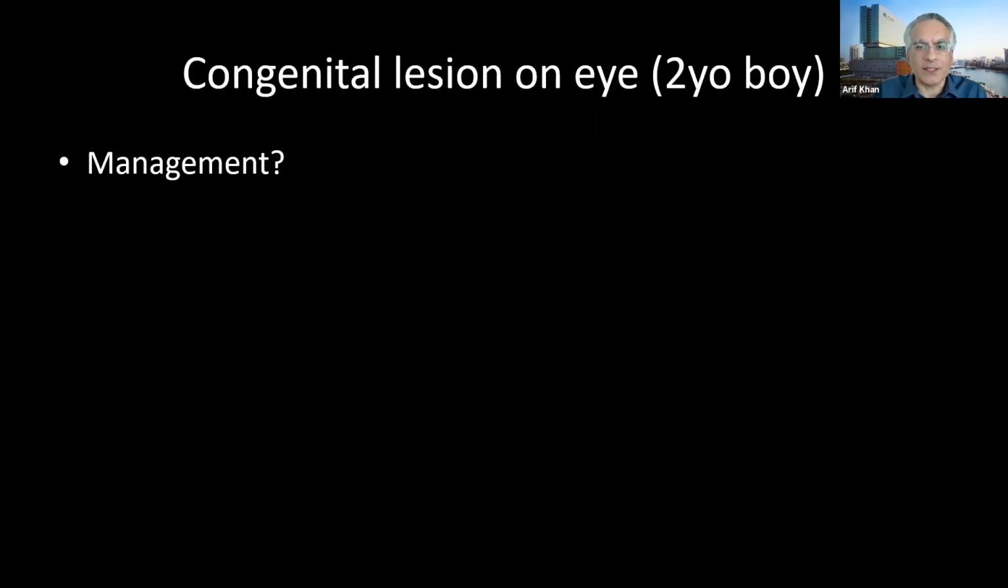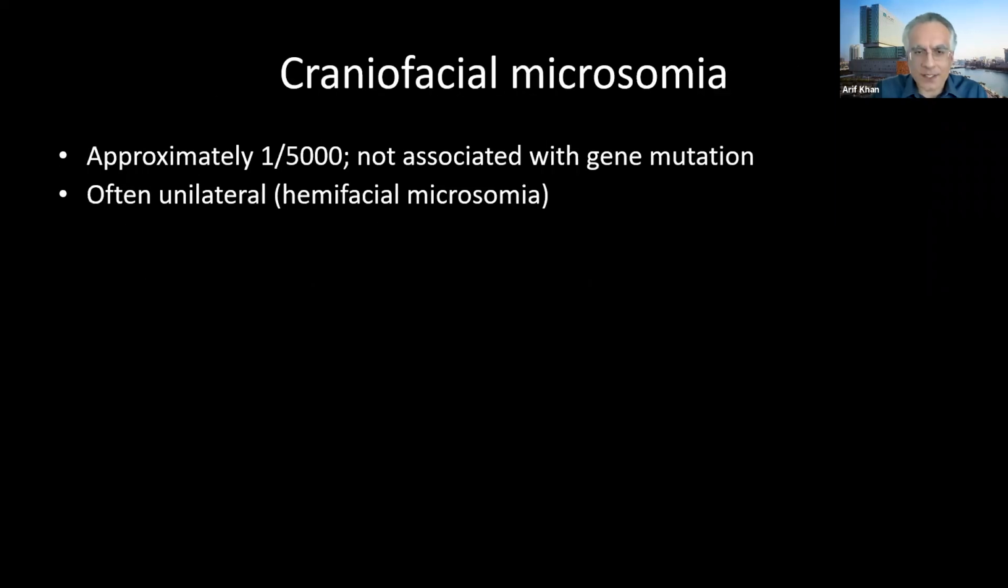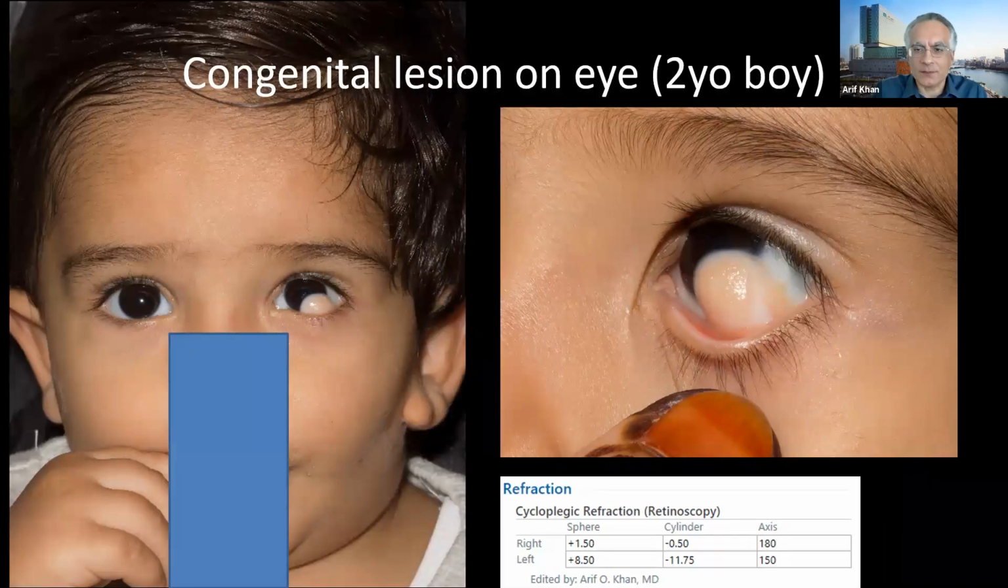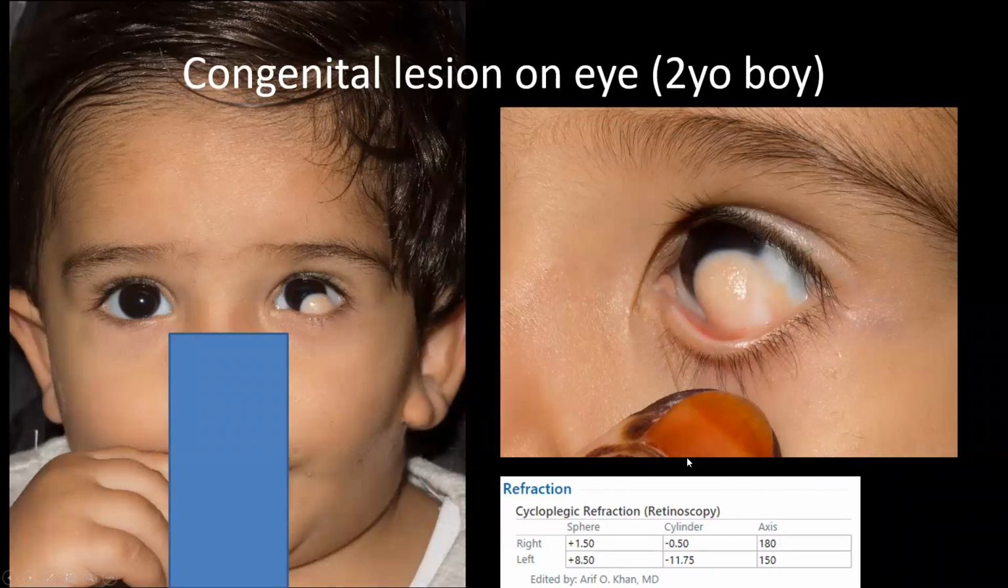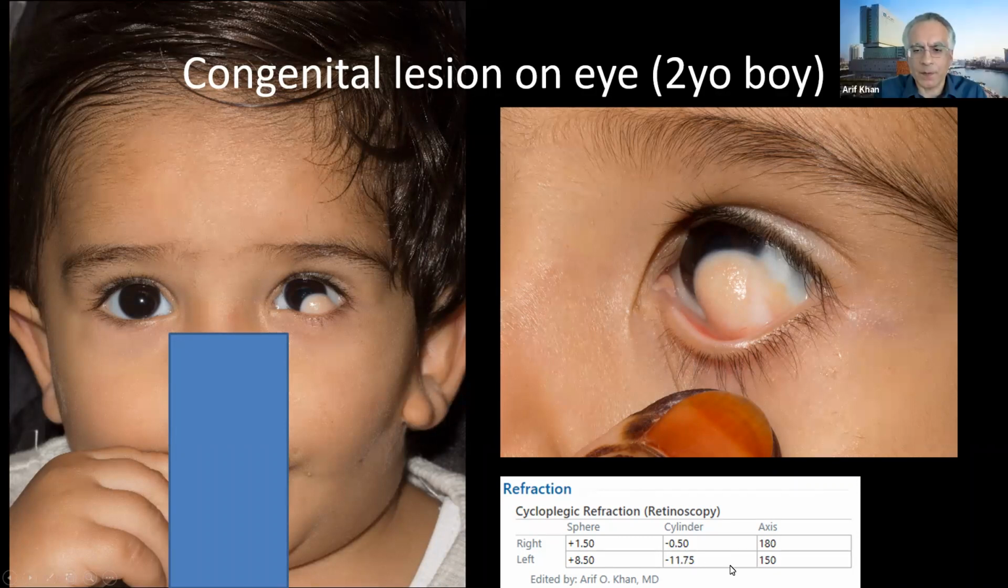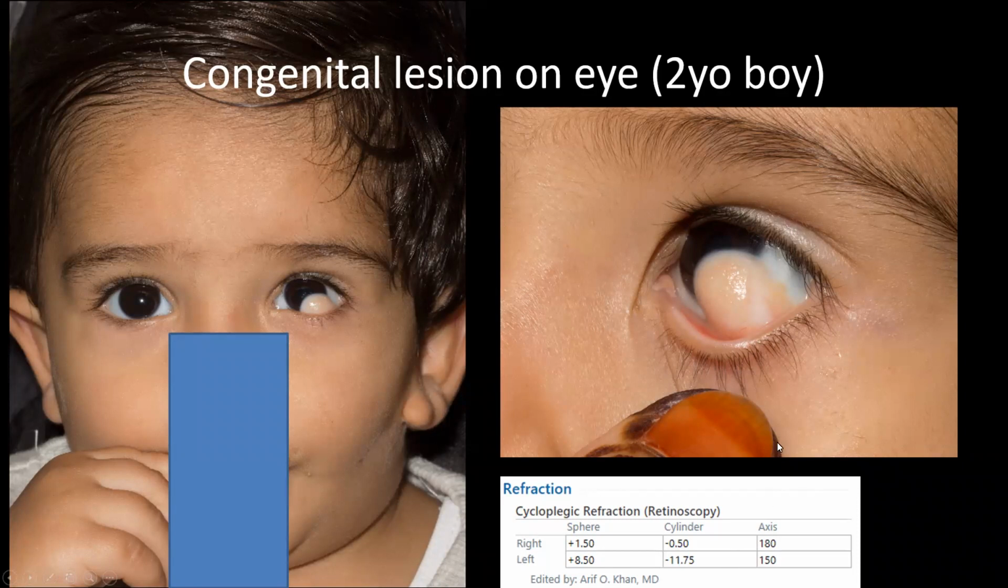So how do we manage this? What do you think, Dr. Khalid, if we remove this surgically? What do you think? Well, this epibulbar dermoid. What do you think will happen to this astigmatism? The astigmatism, I'm assuming it will be less, or it will change.